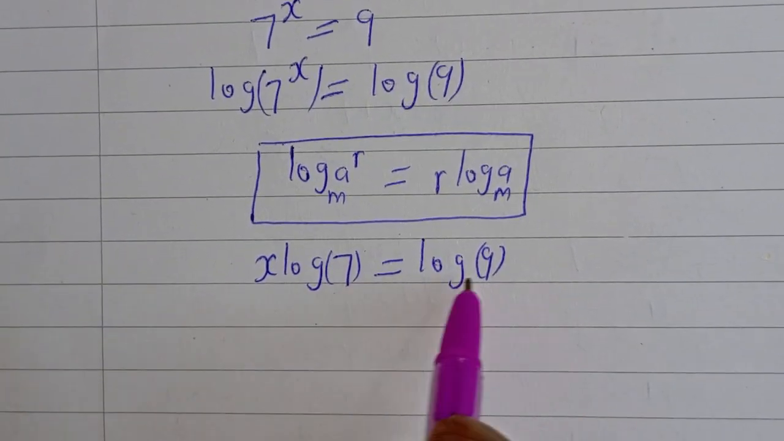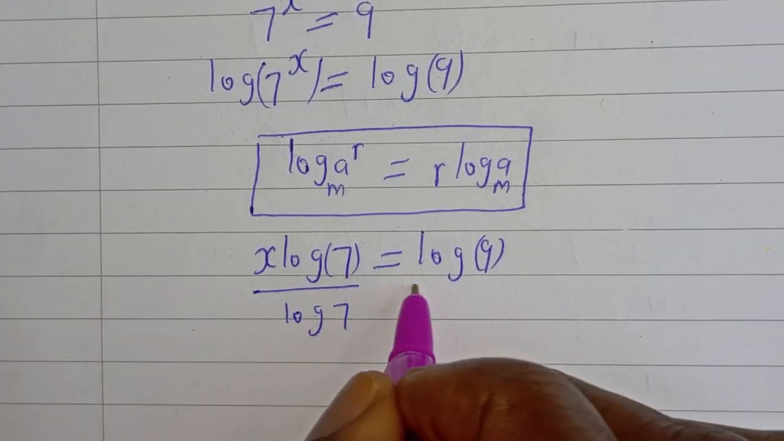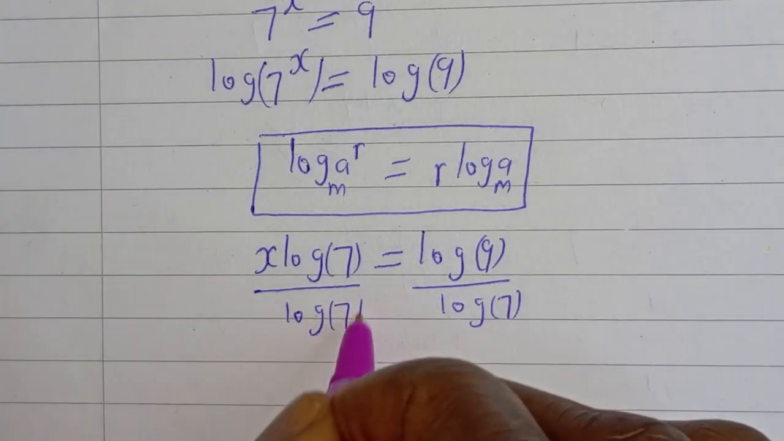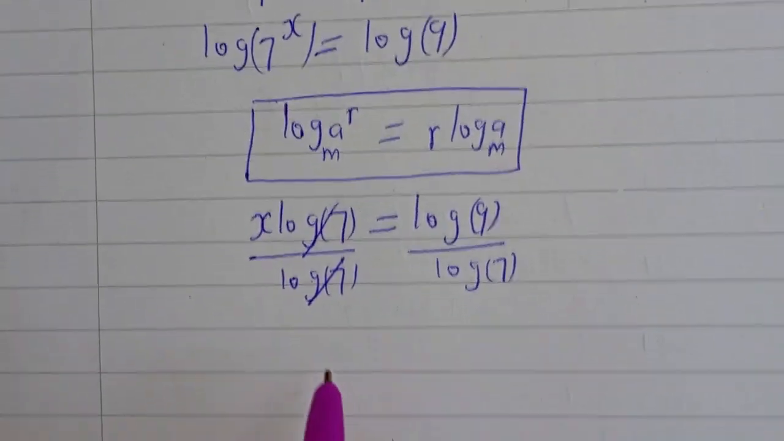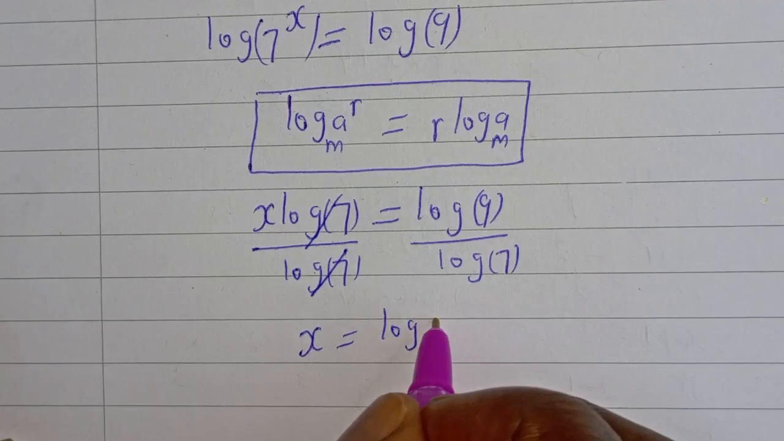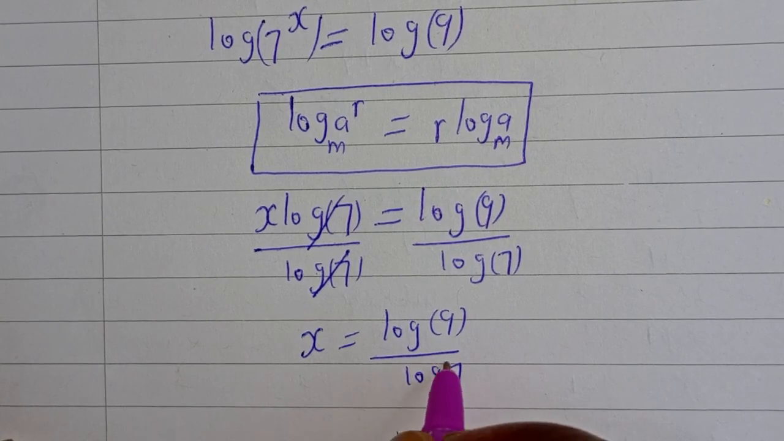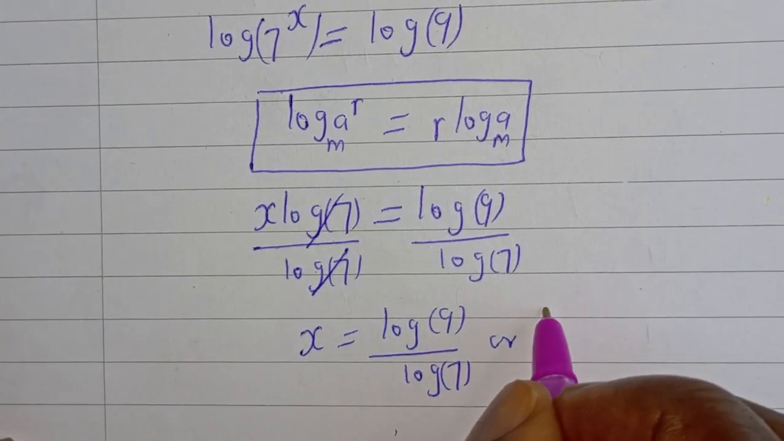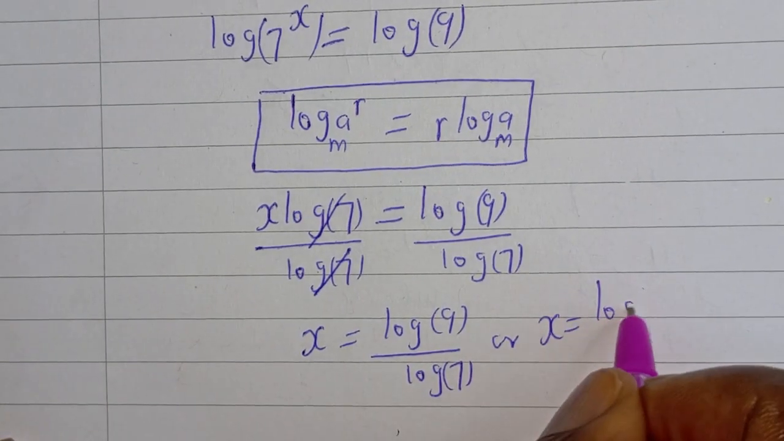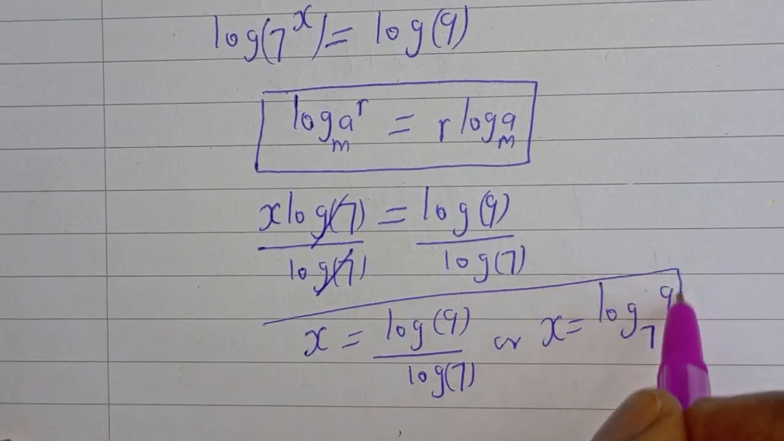Let's divide both sides by log 7. This will cancel this. s is equal to log 9 over log 7, or s is equal to log 9 base 7. So this is correct.